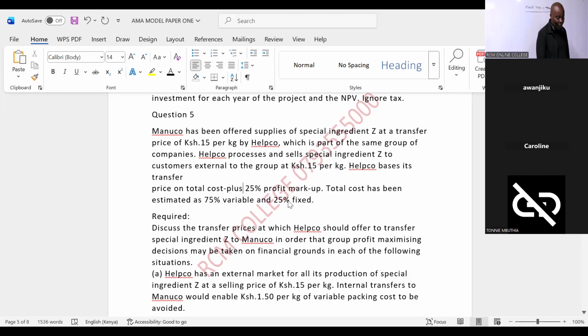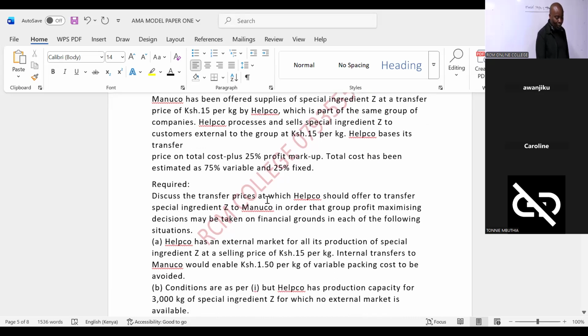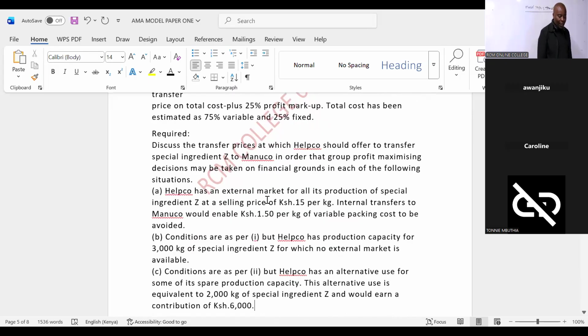They want us to discuss the transfer price at which HelpCo should offer to transfer special ingredient Z to Manuko in order that the group profit maximizing decisions may be taken on financial grounds in each of the following situations. A, HelpCo has an external market for all its production of special ingredient Z at a selling price of Kenya shillings 15 per kilogram. Internal transfers to Manuko would enable Kenya shillings 1.5 per kilogram of variable packing cost to be avoided. So we start with scenario A.